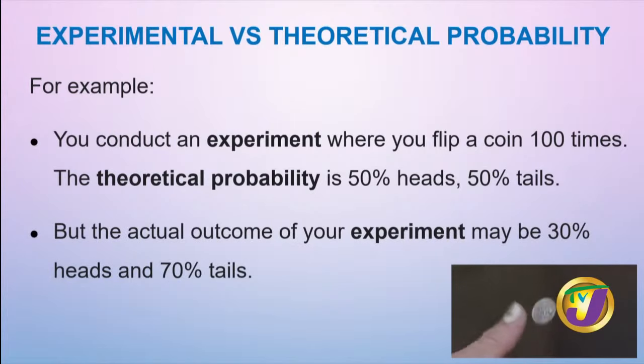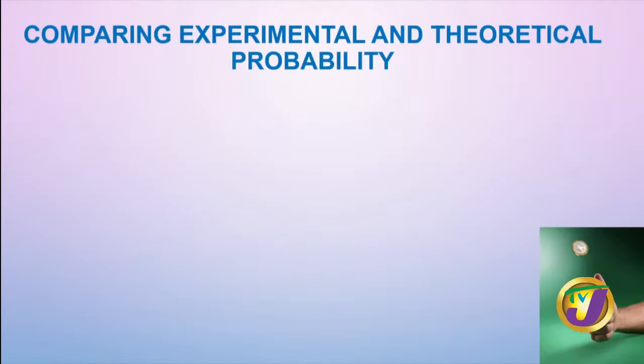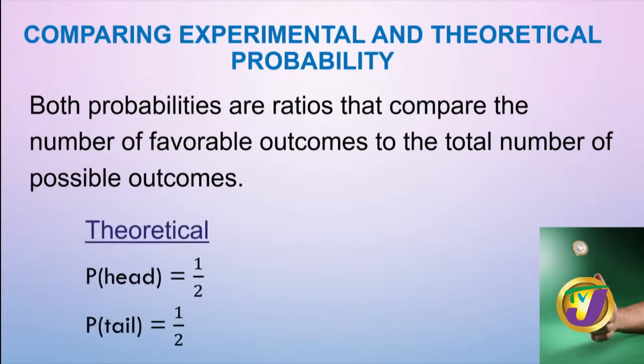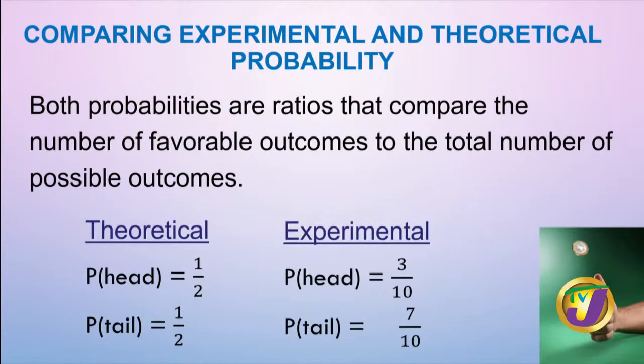However, if you actually conduct the experiment, you may have a case where you got 30% heads and 70% tails, which means that both probabilities were different because our theoretical probability was a half for each option. So half head, half tails, because it's one out of two choices that gives us our half. And then for tail, it's one out of two choices. Whilst our experimental probability gave us 3/10 for heads and 7/10 for tails. So here we're seeing that the theoretical, meaning what was expected, probability and the experimental probability were actually different. All right.